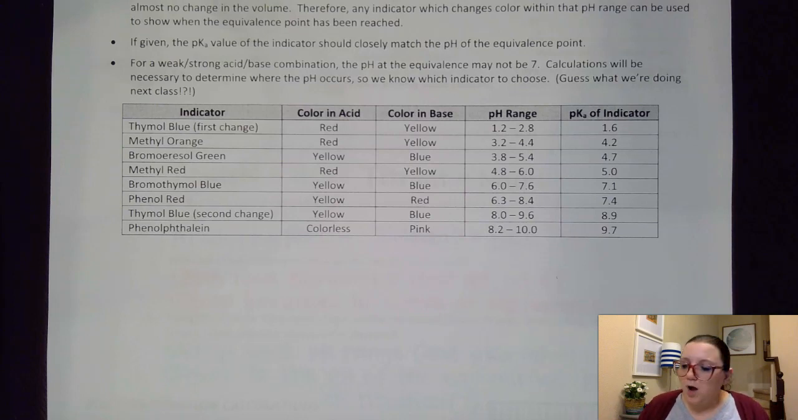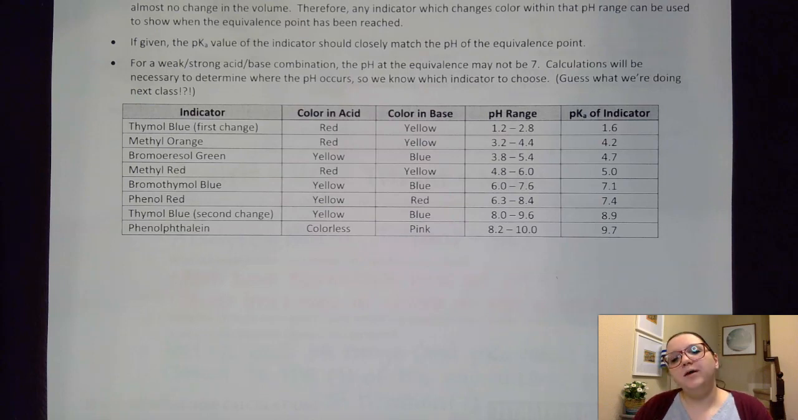And the reason why we like having all these options is because sometimes, we don't have a particular indicator. Honestly, I don't think in our stockroom we have thymol blue or bromocresol green. I know we have phenol red and bromothymol blue and phenolphthalein, but a lot of these we don't even have. So sometimes you're limited by whatever choices you have.